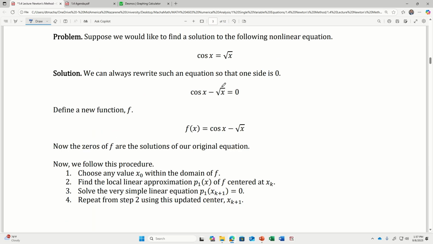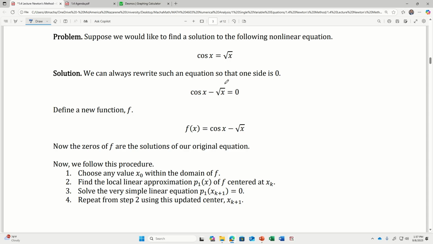So that's exercise 2. Now, what if I want to find a solution to this nonlinear equation? If I have cosine of x is equal to square root of x, how do I solve that? Not easy. It's not easy to solve this in any kind of analytic way. Instead, we're going to rewrite our equation so that one of the sides is 0. There are a lot of different ways you can do this. I wrote cosine of x minus square root of x is equal to 0.